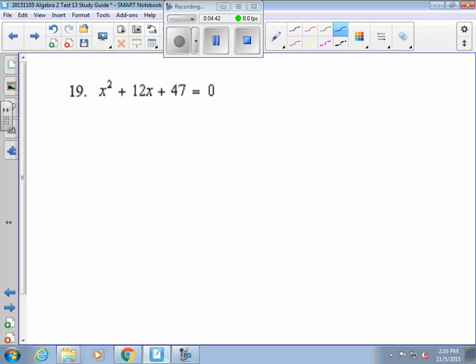Same thing for number 19. We're going to complete the square. 47 is not a good C value, so we have to move it over by subtracting it. So x squared plus 12x plus C is equal to negative 47 when you take it away from 0.